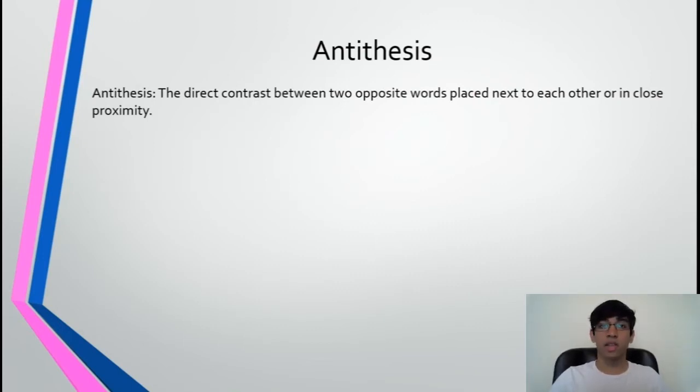Now let's take a look at antithesis. Now antithesis is different to juxtaposition in two different ways. Antithesis is the direct contrast between two opposite words placed next to each other in close proximity. So, where juxtaposition relies on a general contrast or a difference, antithesis relies on two words or two things being in complete opposition. They have to be opposites.